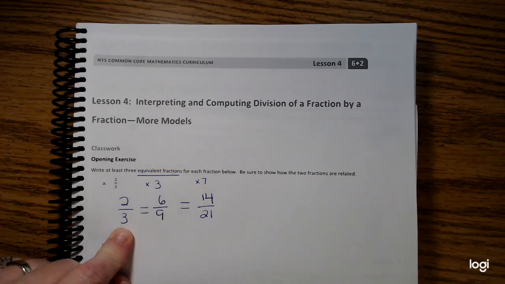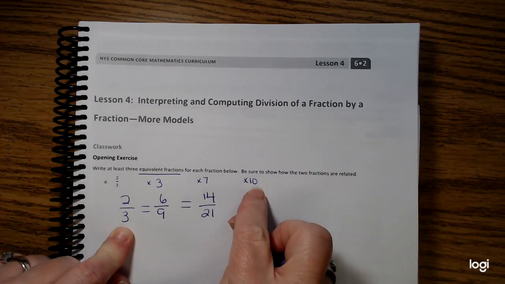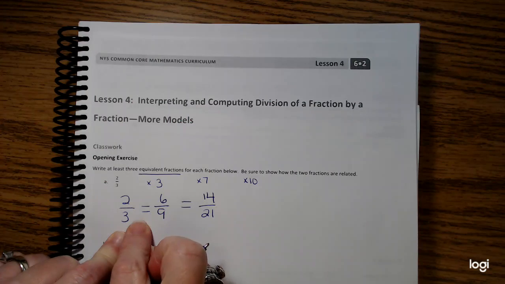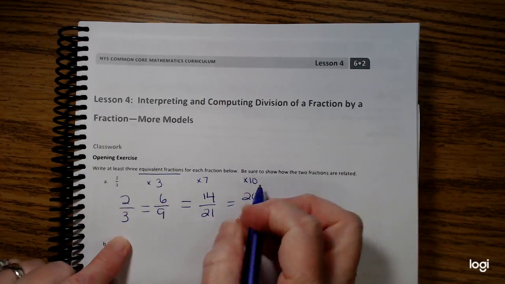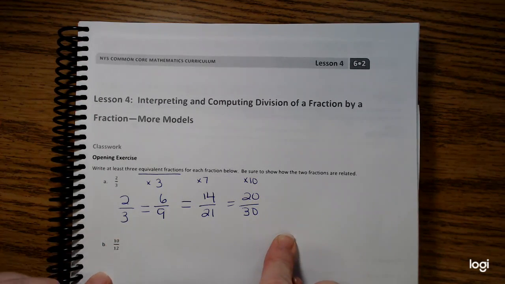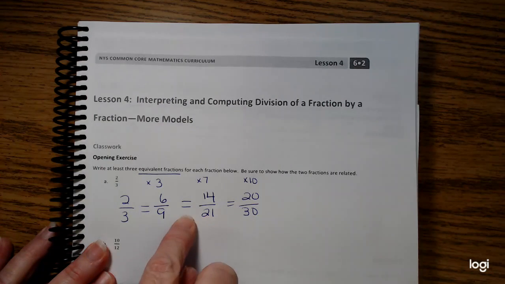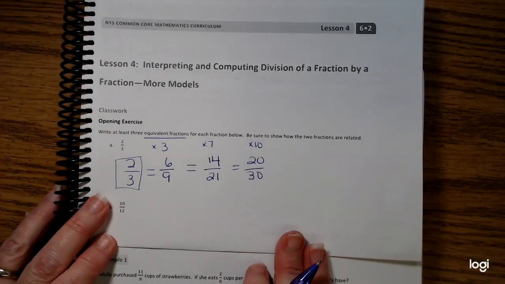Okay? You can pick any factor you want. You could even pick the factor of 10, as long as we multiply both the numerator and the denominator. 10 times 2 is 20, and 10 times 3 is 30. These are all equivalent fractions. If I would reduce them, they all will eventually come back to 2/3. All right, so let's look at our next one here.